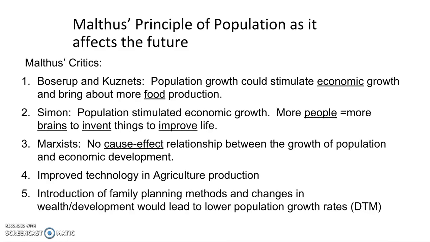The Marxists, who are the earliest socialists, say there's no cause-effect relationship at all between the growth of population and economic development. And there was no way that Malthus could know of the improved technology and the agricultural production that would be coming in later years, and that there would be an introduction of family planning methods and changes in wealth and development that would lead to lower population growth rates. He didn't know because they were the first country to even move through the demographic transition model.